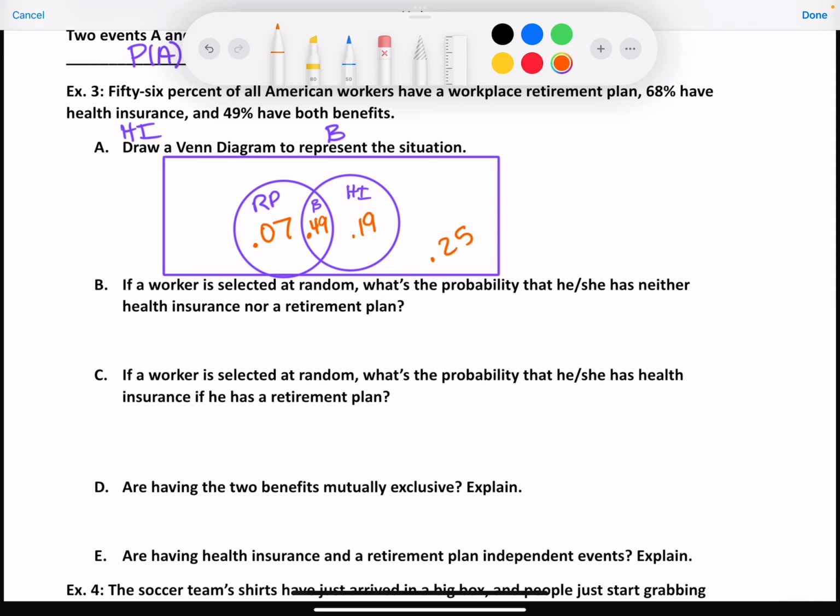All right, so B is what we just answered. If a worker is selected at random, what's the probability that he or she has neither health insurance nor a retirement plan? So that's just everything outside the circles, 0.25, or 1 minus 0.07 minus 0.49 minus 0.19, just in case you need to see it when you go back and look at stuff.